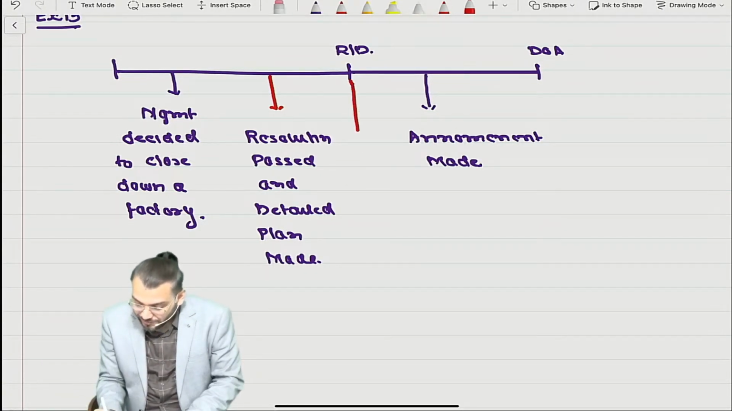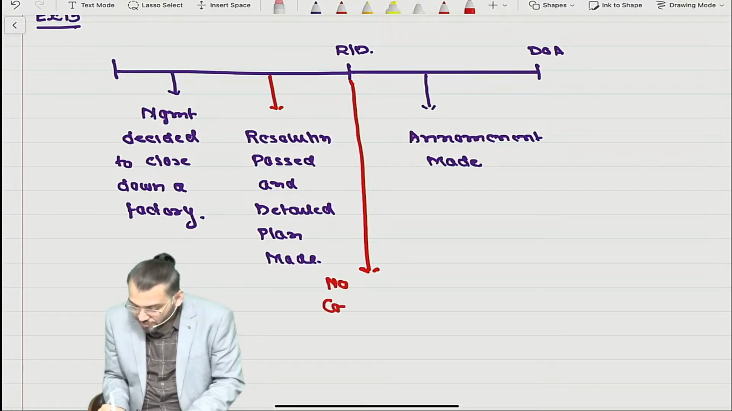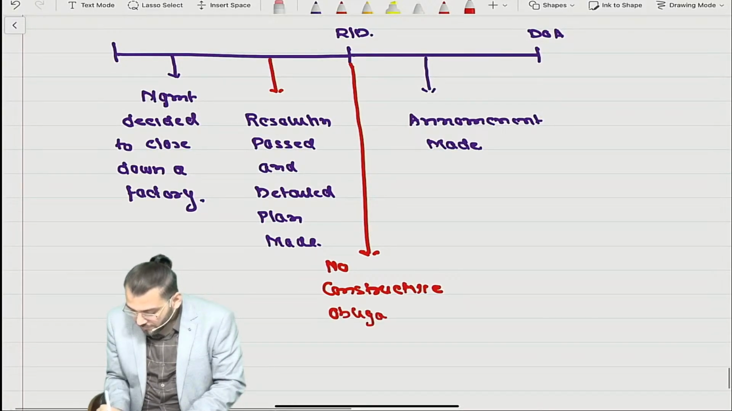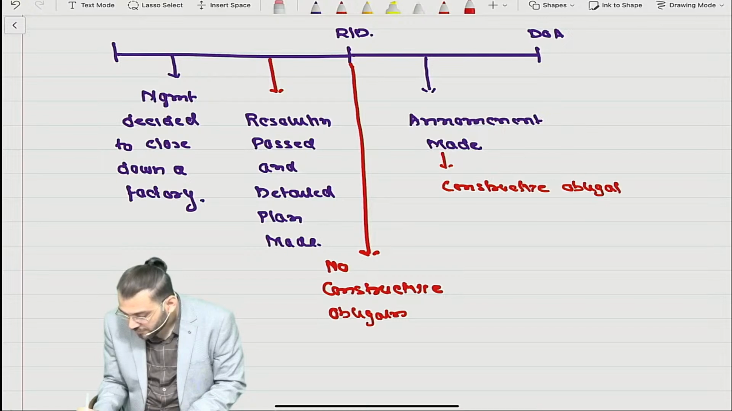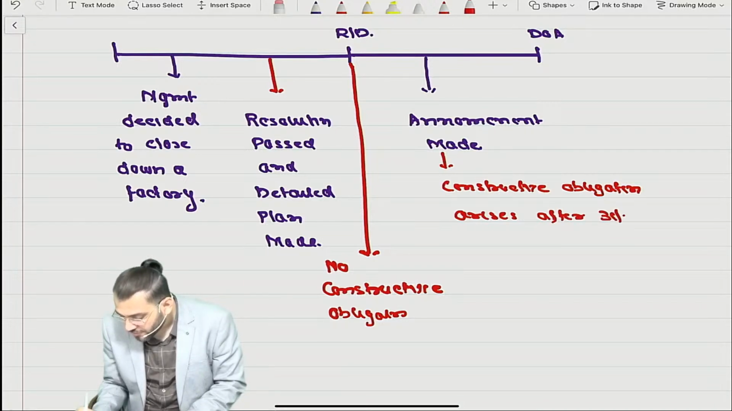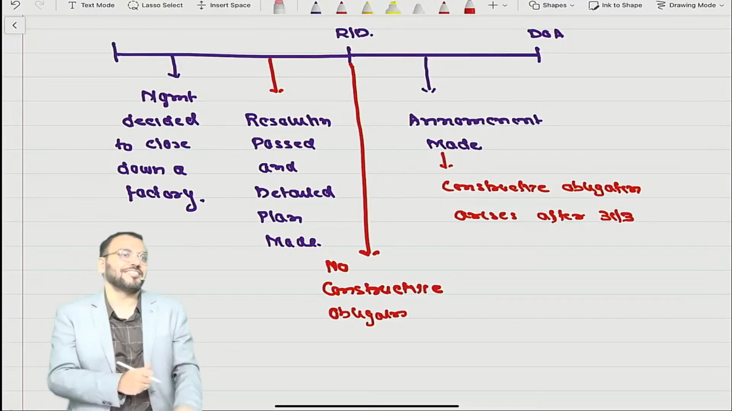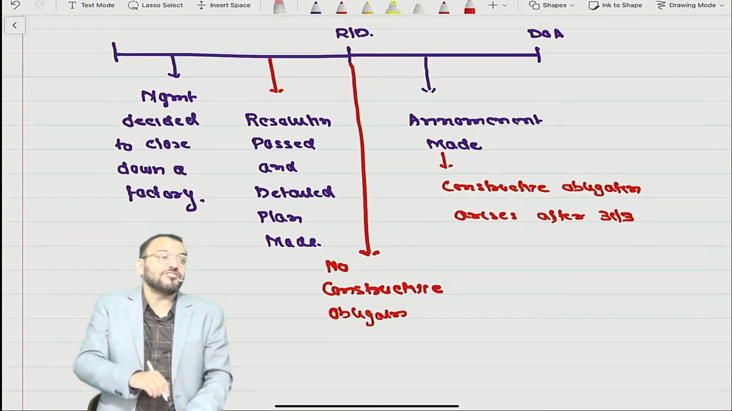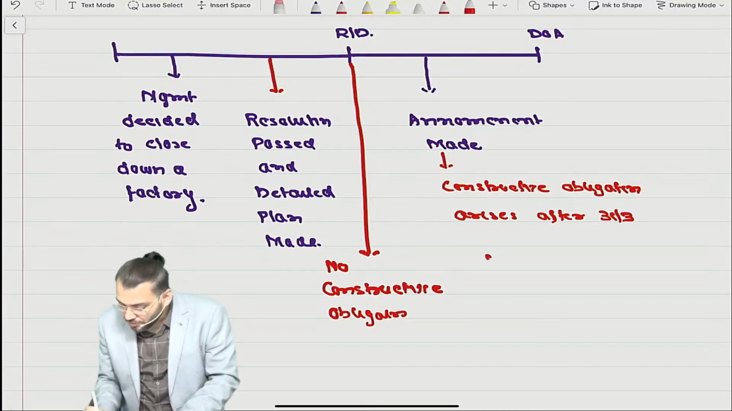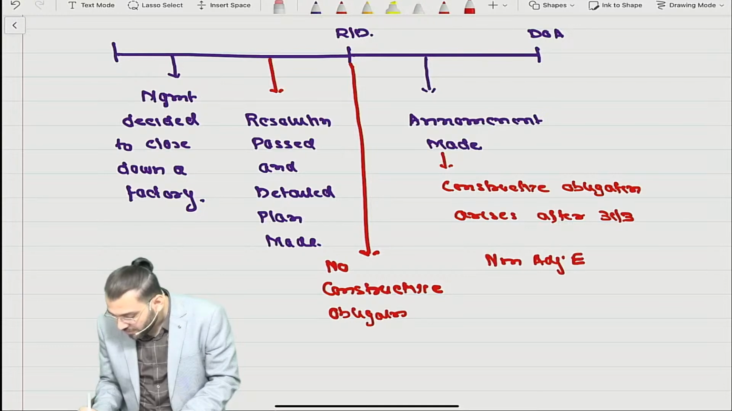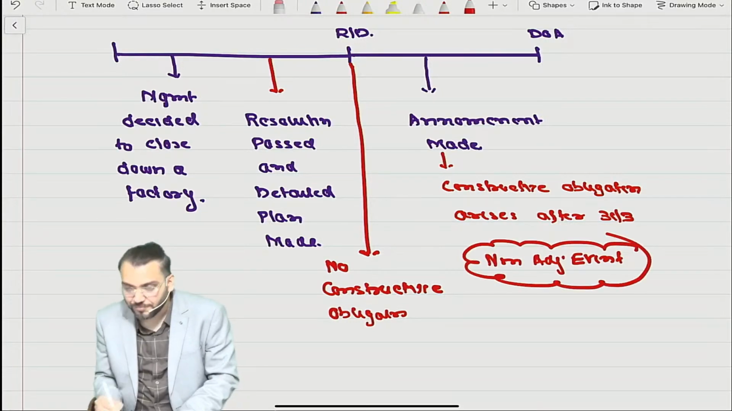It means, can I say, there is no constructive obligation. The constructive obligation arises after what? 31st March. Yes, Ind AS 37 is applicable, but in the next financial year. Right now we are doing it for the current financial year. So Ind AS 10 says it is a non-adjusting event. That we are learning now. It is a non-adjusting event. The same question will be asked in your exam.